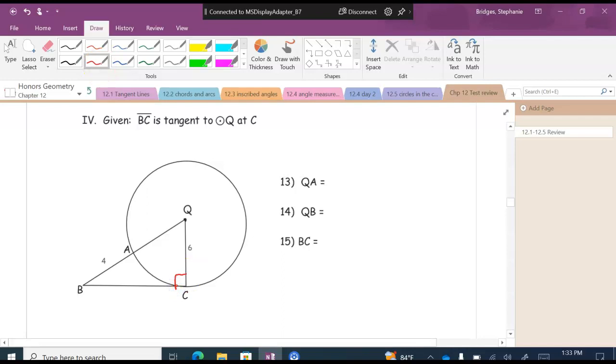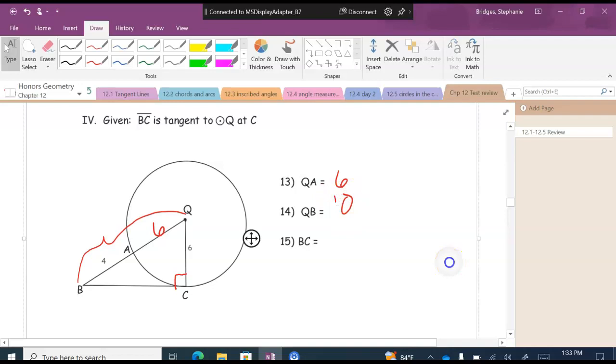Okay, and then QC is labeled as 6. What is QC? QC is radius. And is there another radius in the circle? Yes. QA. So what is QA going to be? Which means QB, the whole thing is going to be 10.